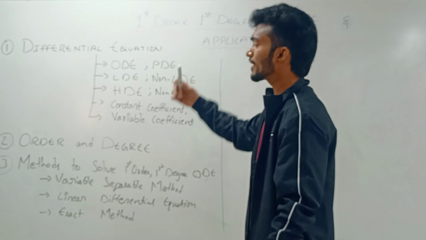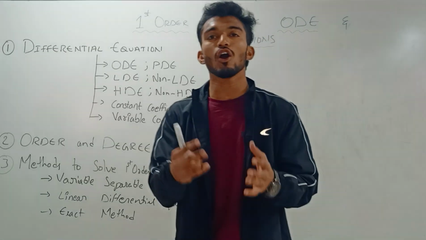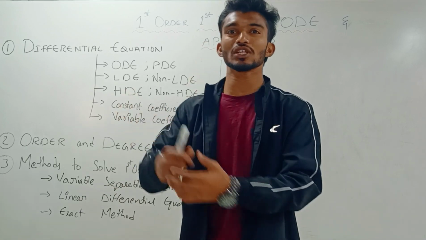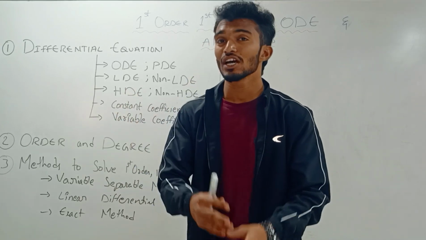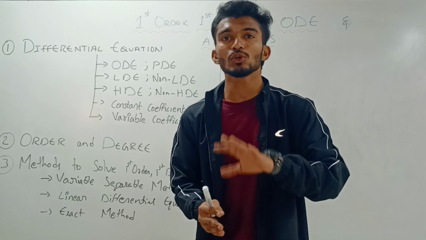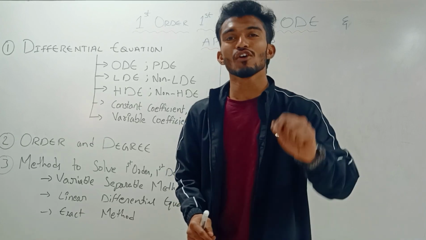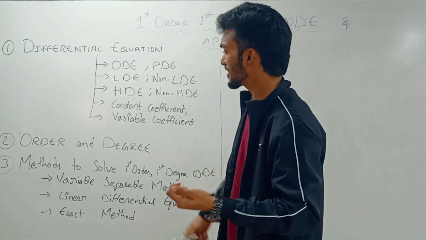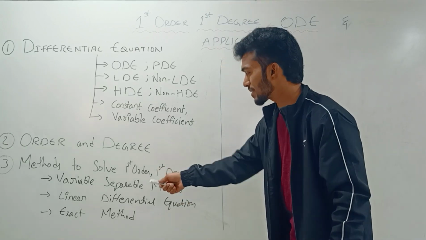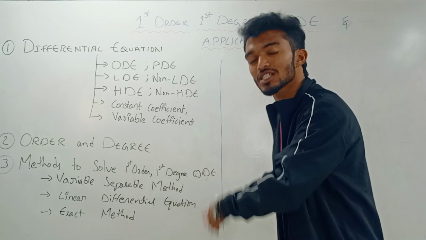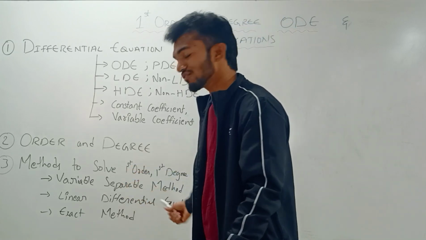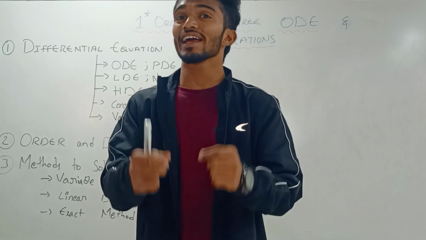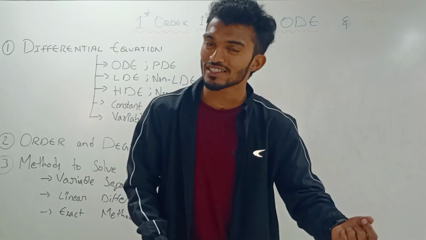Along with it, we are going to discuss what we mean by the order of the differential equation and the degree of the differential equation. Finally, we are going to cover how to find the solution of first order, first degree differential equations by using the following methods: variable separable method and reduced to variable separable method, linear differential equation method and reduced to linear differential equation method, and exact method and reduced to exact method.